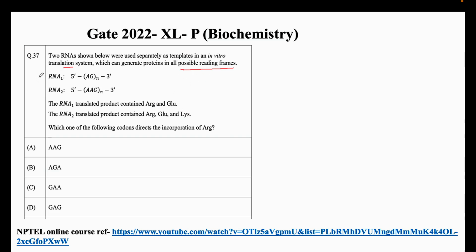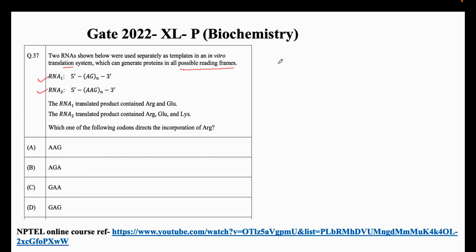These are the two RNAs, this is RNA1 and this is RNA2, and these are the sequences of the RNA templates. The RNA1 translated product contained arginine and glutamate, and the RNA2 translated product contained arginine, glutamate and lysine. Which one of the following codons directs the incorporation of arginine? The options are A, AAG, B, AGA, C, GAA and D, GAG.